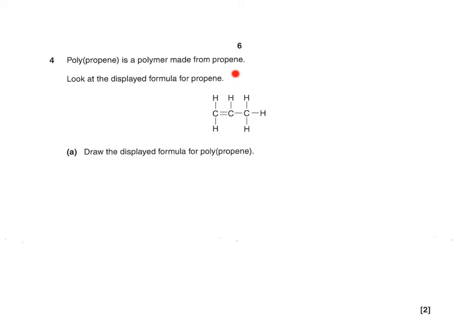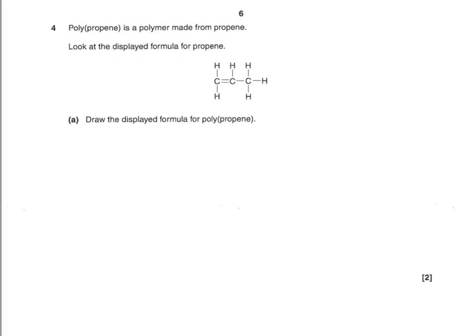Polypropylene is a polymer made from propene. Look at the displayed formula of propene, draw the displayed formula. And this is quite a difficult one because of the way it's drawn here. But remember, all you've got to do is draw your 2 carbons where the double bond is, and then put a single bond there instead. Then draw 2 bonds either side, brackets, and an N. So there's your initial structure for any polymer you're going to draw.